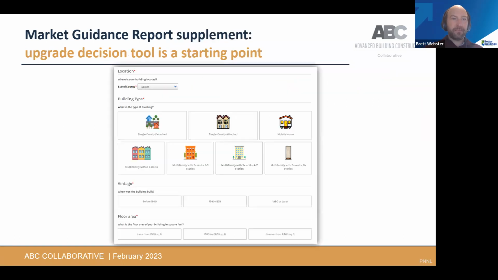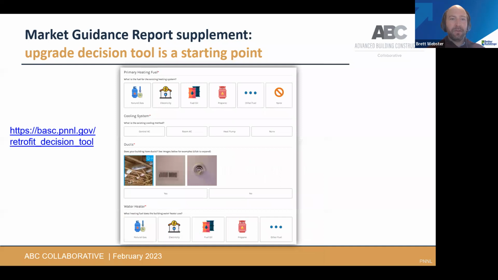Next slide, please. So I think I need to wrap up here somewhat quickly. So I'm going to just highlight that there is an online decision tool that I think the link is on the next slide, that allows building owners or anyone to go in and enter the location and characteristics of the building type, vintage, floor area. Next slide, please. Some information about the heating and cooling system, whether or not the building has ducts. Next slide, please.